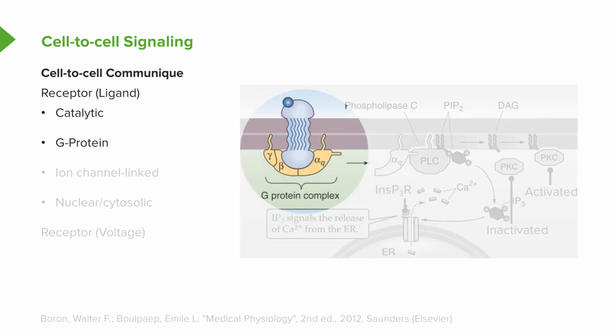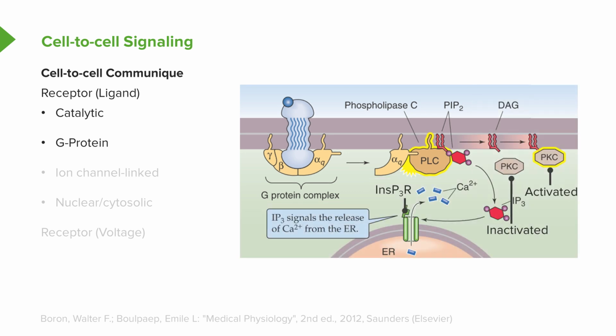This is another example of a G protein coupled receptor. Here, when the ligand binds to the receptor, it activates G proteins. In this case, the G protein that's activated is a G-alpha Q. G-alpha Qs then migrate over to activate phospholipase C. And phospholipase C converts a molecule, PIP2, into two things that are going to be active throughout the cell, and that is DAG and IP3.